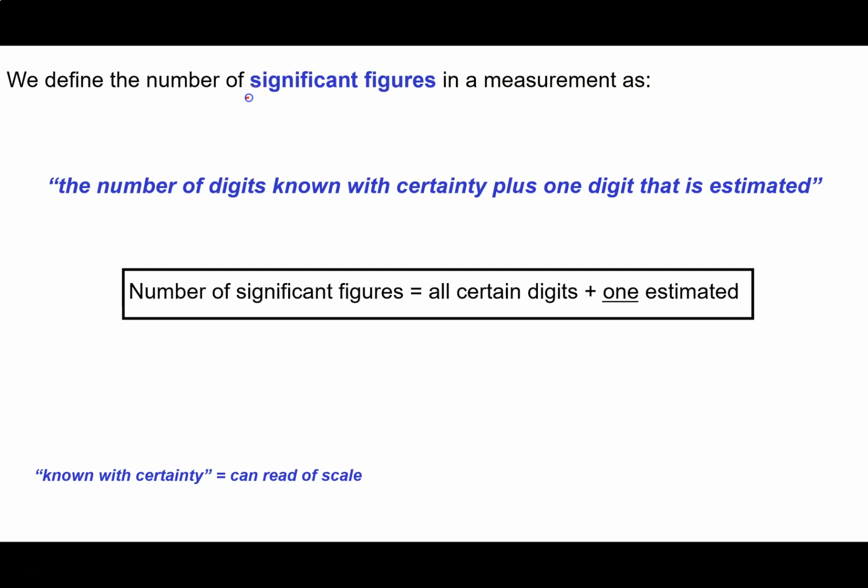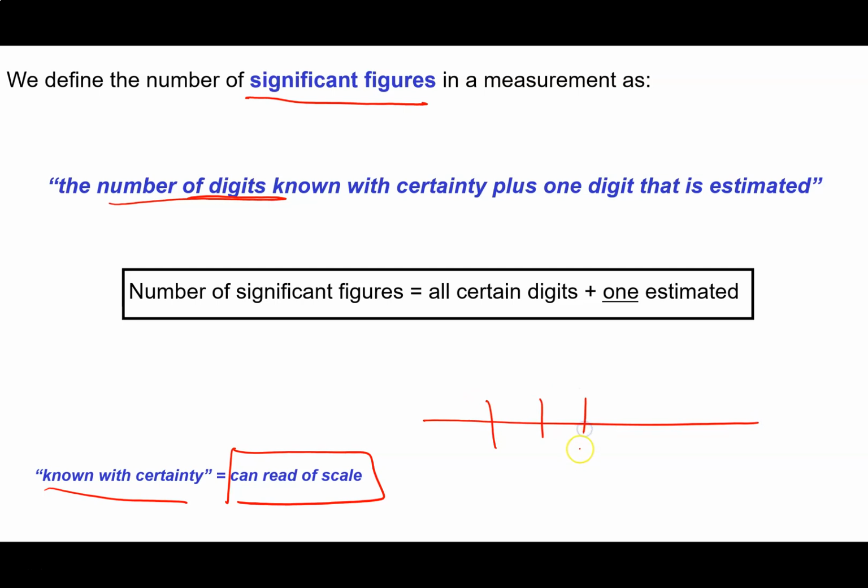So we're going to define this thing called the significant figures of a measurement. These are the important numbers, the numbers that we have reason to believe are reliable, right? That's what we mean by the important numbers in a measurement. And the significant figures are the number of digits known with certainty, which basically means those that can be read off the scale. So in my previous example, that was out to 300. I could be certain about the numbers out to 300.